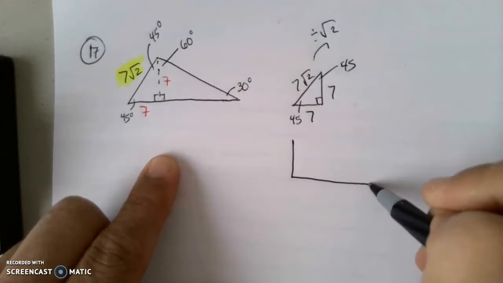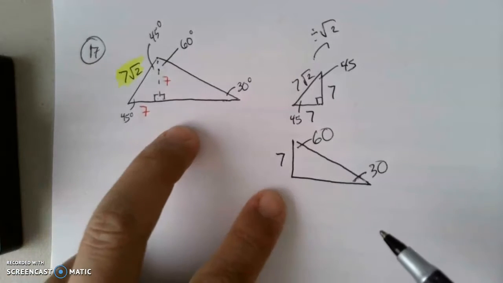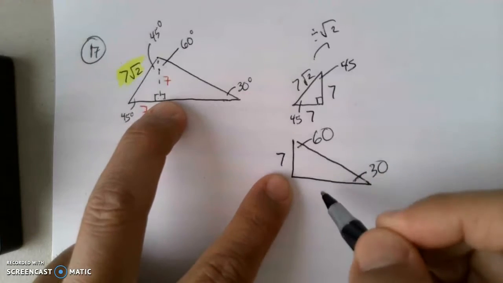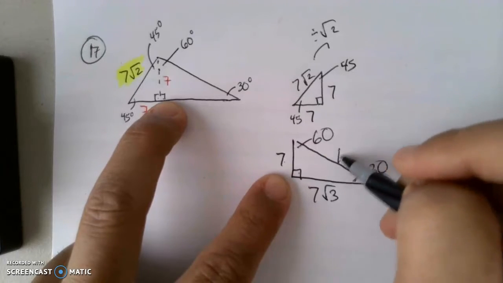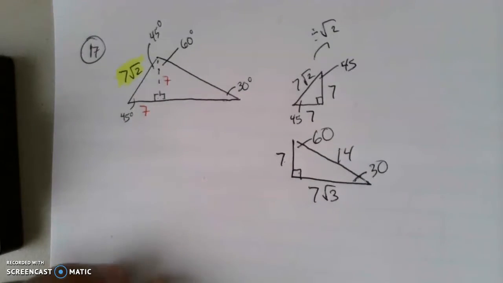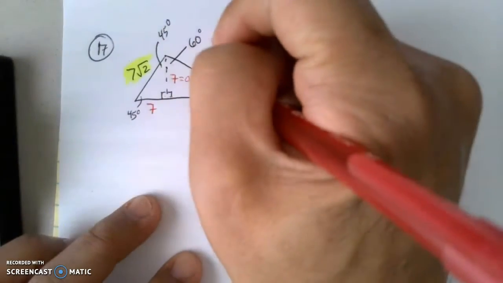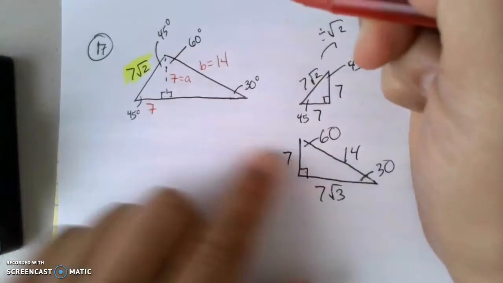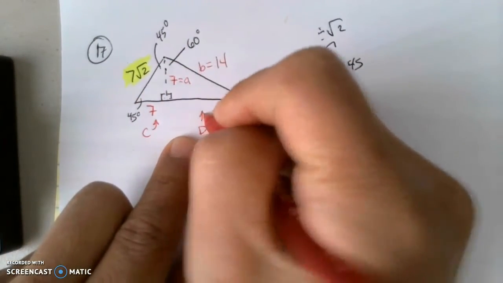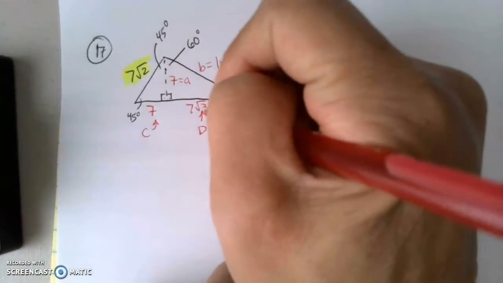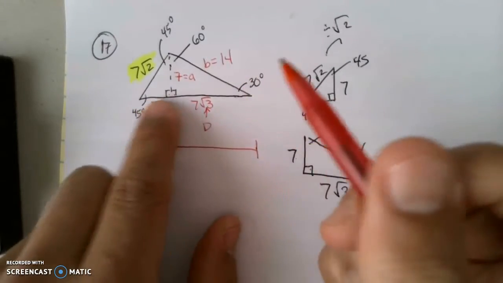So if I look at this 30, 60, 90 now, here's 30, here's 60, here's 7. Opposite the 30 is 7, opposite the 60 is 7 radical 3, opposite the 90 is double the opposite of 30, so that's 14. Okay, so now when you go back to the original picture here, this happens to be A, so A is 7, B here is 14, C is 7, and D is right here, and that would be 7 radical 3. And they didn't ask this question, but if they ask what is it all the way here to here, there's 7 radical 3.